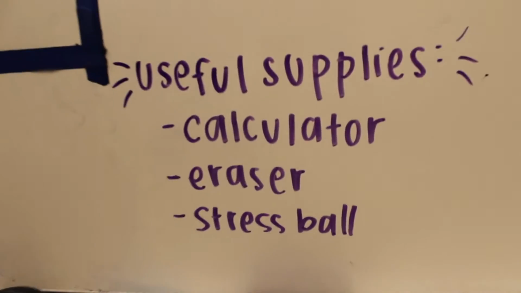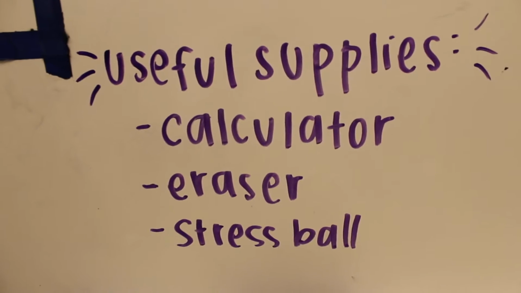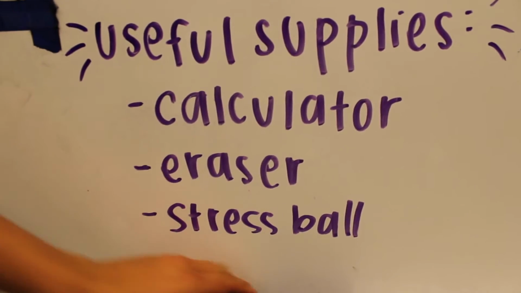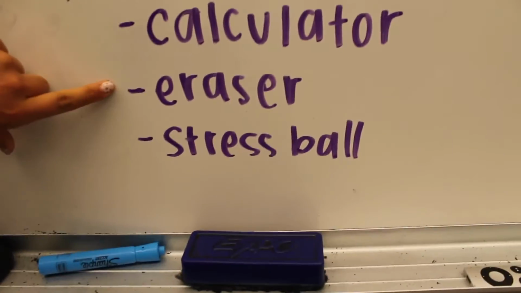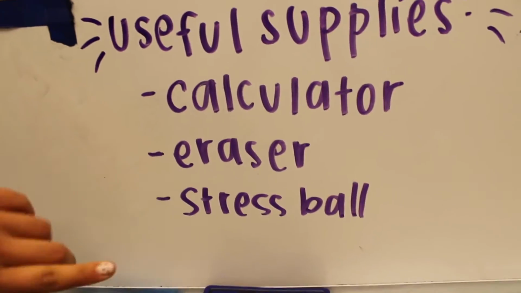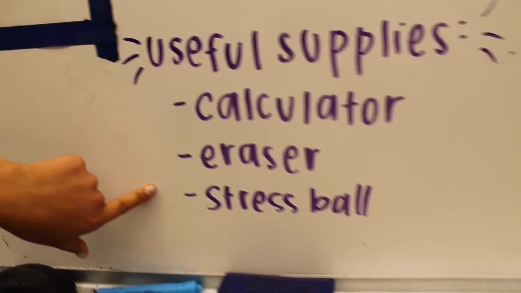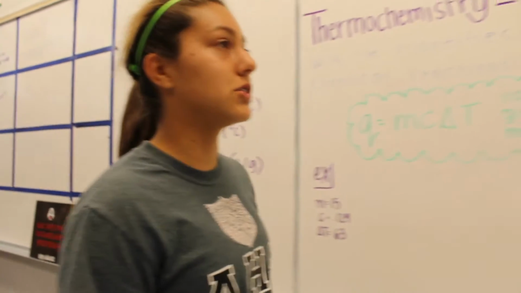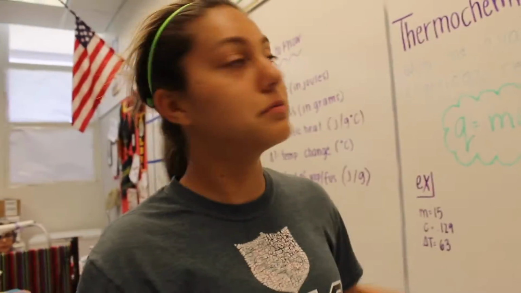Some useful supplies you can use are a calculator, for those of you who don't really want to think and just want to press buttons, an eraser in case you make mistakes so you won't have to start all over again, and a stress ball in case you need to let some energy out and just can't really stand the subject and just need a way to let go.